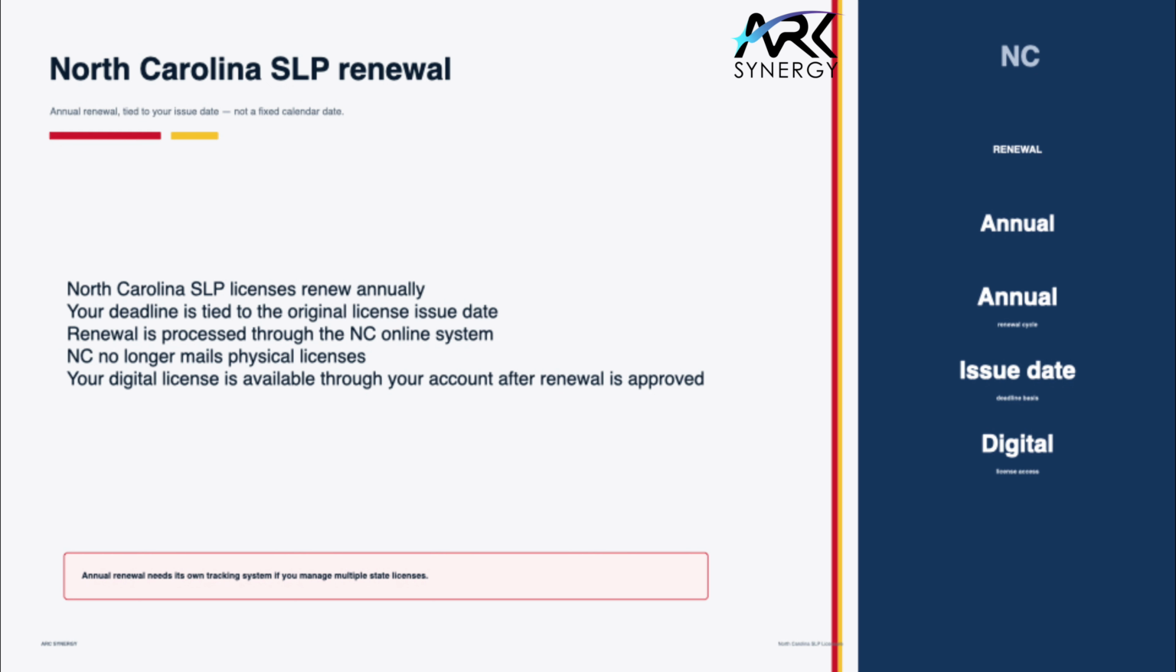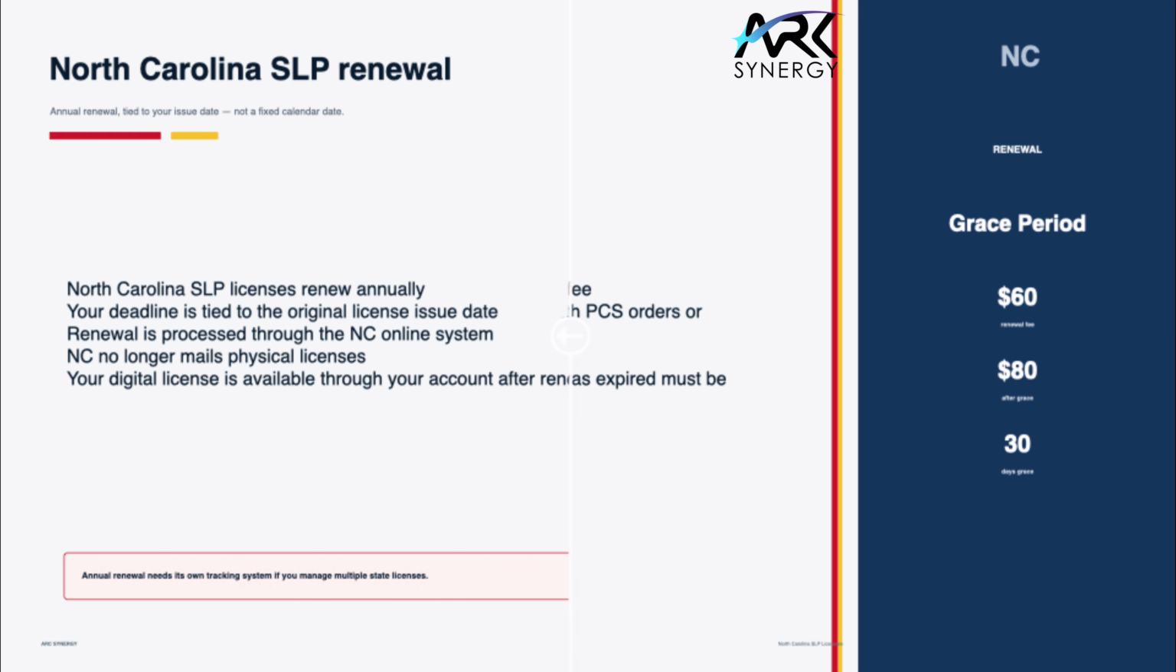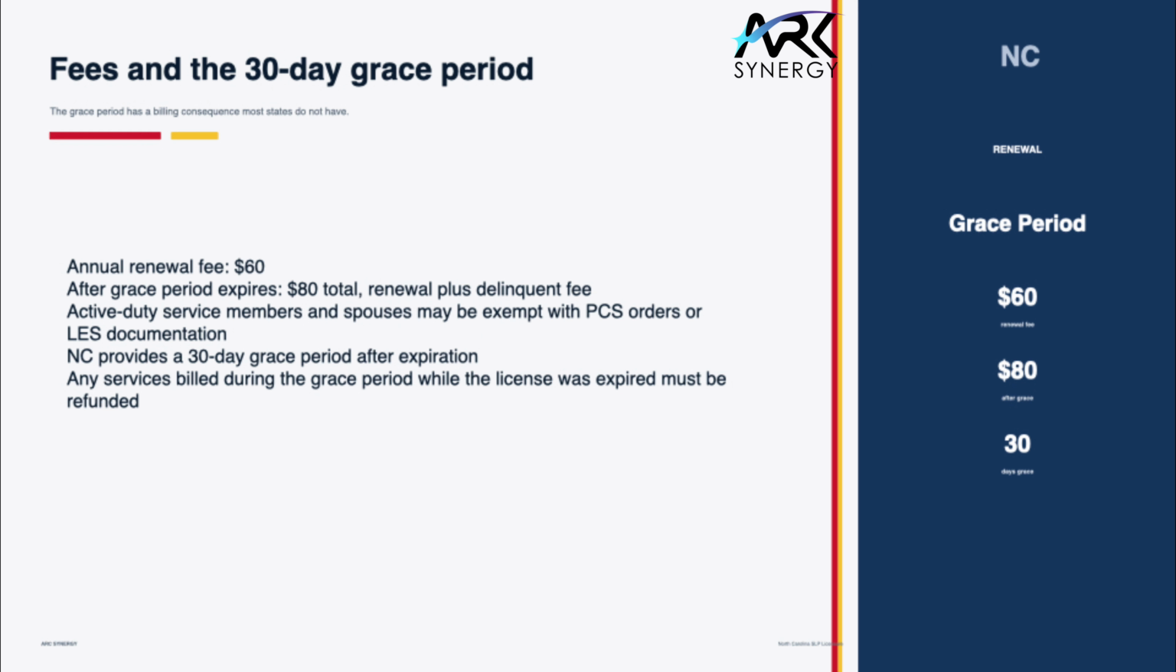So let's go over the fees. The annual renewal fee is $60. After the grace period expires, the fee jumps to $80. So that is the renewal license fee plus a delinquent fee of $20, so $80 in total. There is a military exemption, so active duty service members and spouses are exempt from renewal fees with PCS orders or LES documentation.